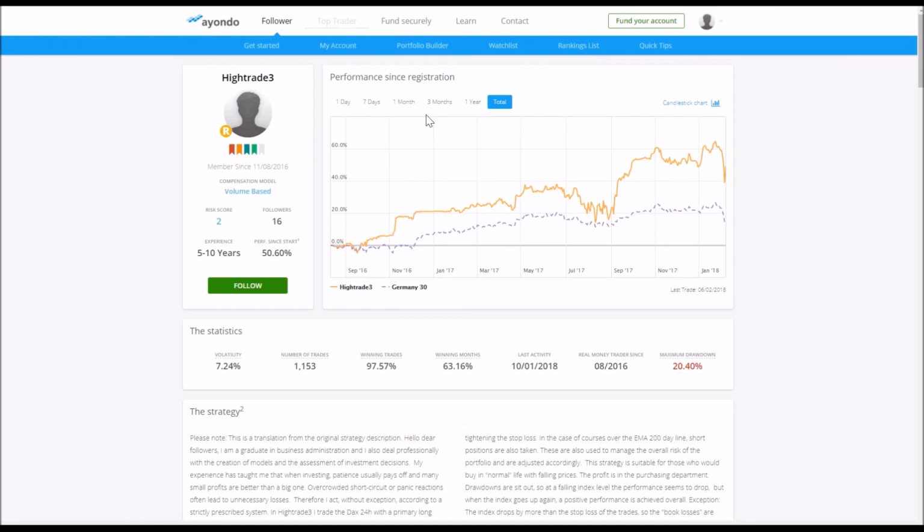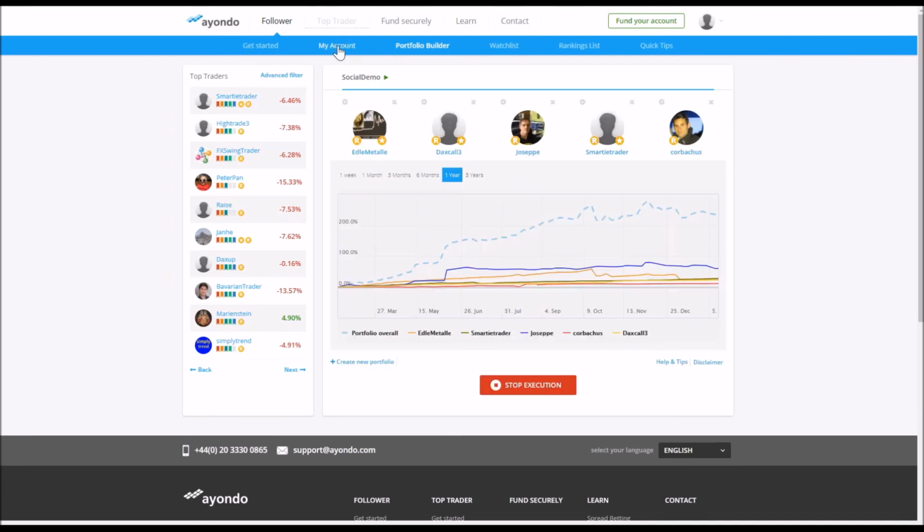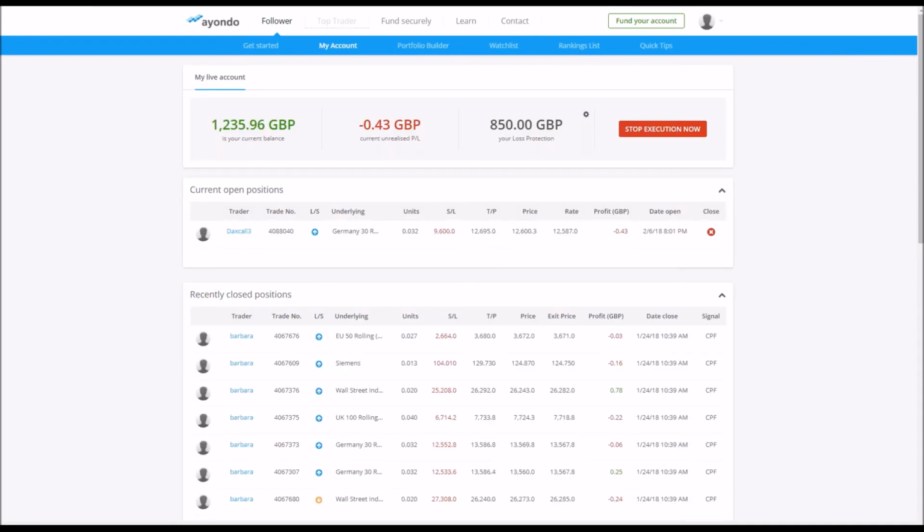Let's have a jump into our portfolio and see if we've got any trades that have been placed yet. And then we'll start wrapping things up, unless there's any questions. Let's have a quick look. Ah, there we go, we've got a trade. And it's DAX Call 3 who's done the trade. The trader I was just singing the praises of has done the first trade in our account.